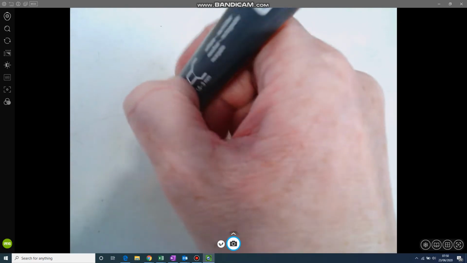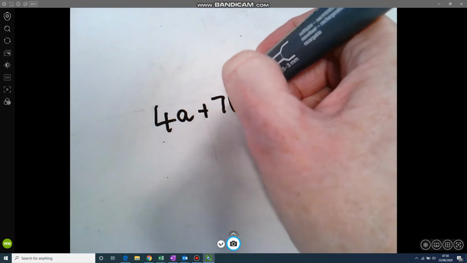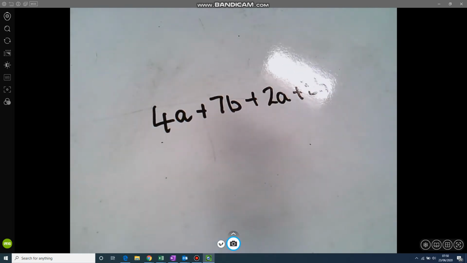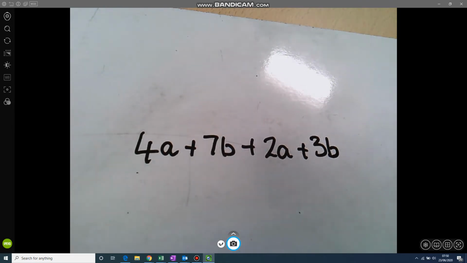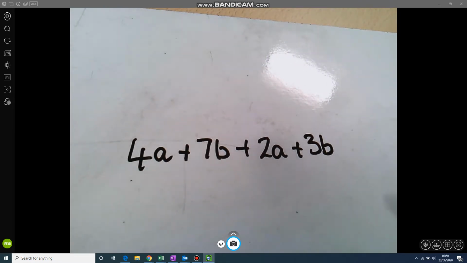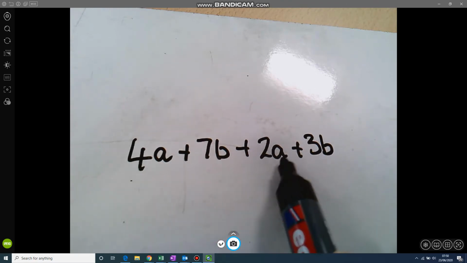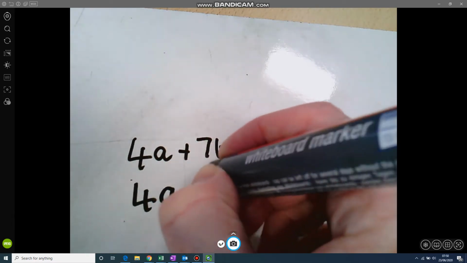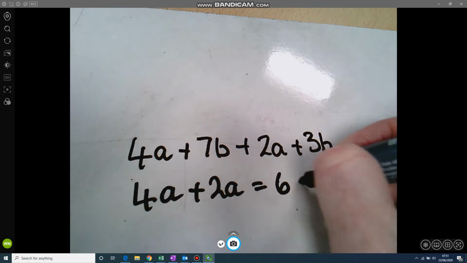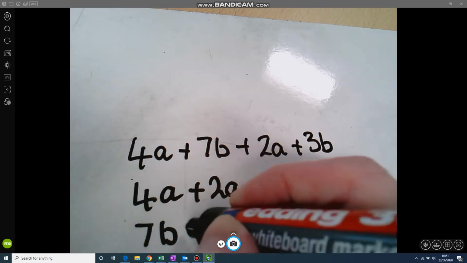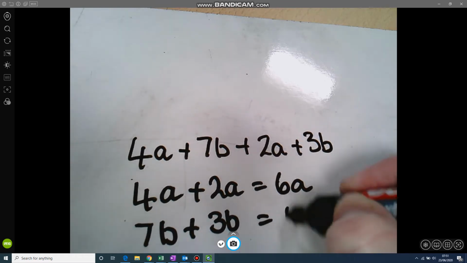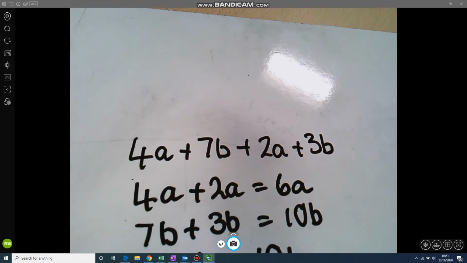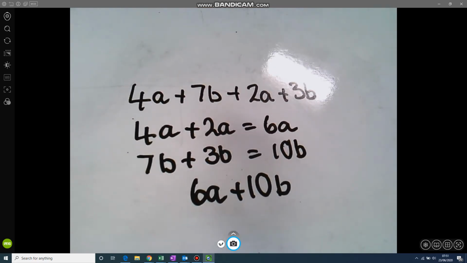So first question was 4a plus 7b plus 2a plus 3b. From that, what we can see is we've got two terms with a and two with b, so we can rearrange that to 4a plus 2a, which equals 6a, and then 7b plus 3b, which equals 10b, and so the answer is 6a plus 10b.